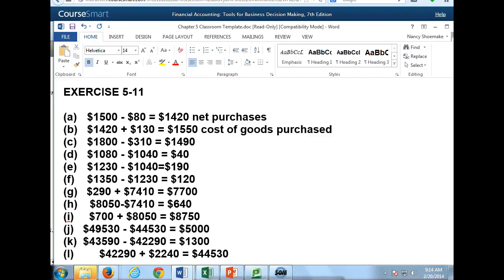Guys, the key here is to understand how you compute where the numbers come from. So what is cost of goods available for sale? It's going to be beginning inventory plus all net purchases or purchases for the period, including your freight in. Okay? So again, it's helpful to have a template you can work with in order to complete this.